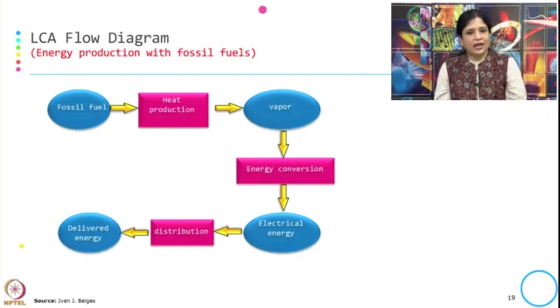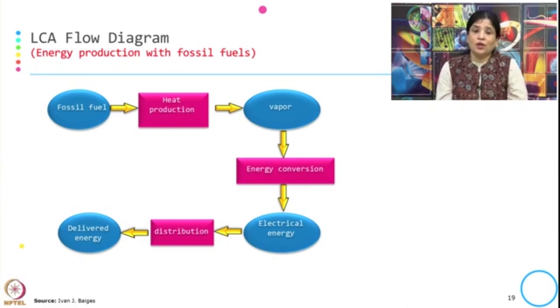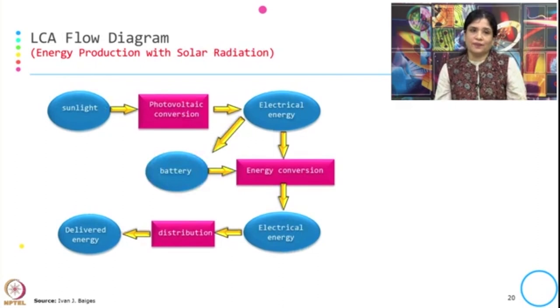This is the energy production with fossil fuel. From the fossil fuel, we do heat production, vapor, energy conversion, electrical energy distribution, and deliver energy. This is the entire energy flow diagram we are discussing. This is taken from Ivan J. Baiges, from his presentation about doing the LCA analysis of the different sources of energy.